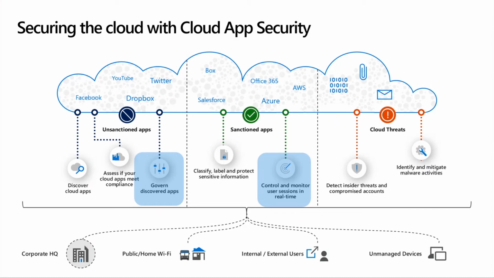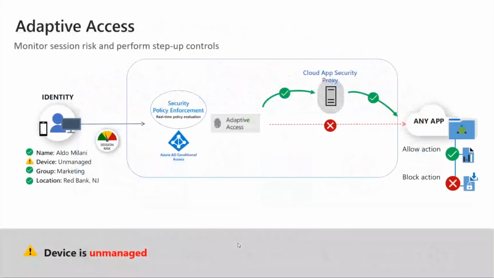So let's start with adaptive access. In this case, we have Aldo, who's coming in from an unmanaged device, which is already indicating a medium session risk. We leverage a one-click integration with Azure AD Conditional Access to understand where Aldo is logging in from and what kind of access he can be granted. In this case, he can be permitted through the proxy and allowed certain actions such as downloads, uploads, or any data exfiltration or infiltration scenarios, or he can be blocked.